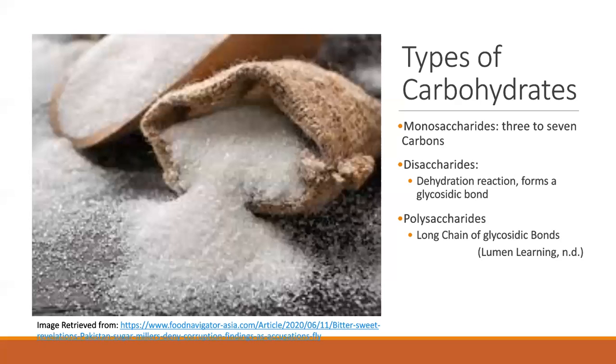And the last type of carbohydrate that we'll talk about is the polysaccharides, and this means many sugars, so it will be a long chain linked together by those glycosidic bonds.